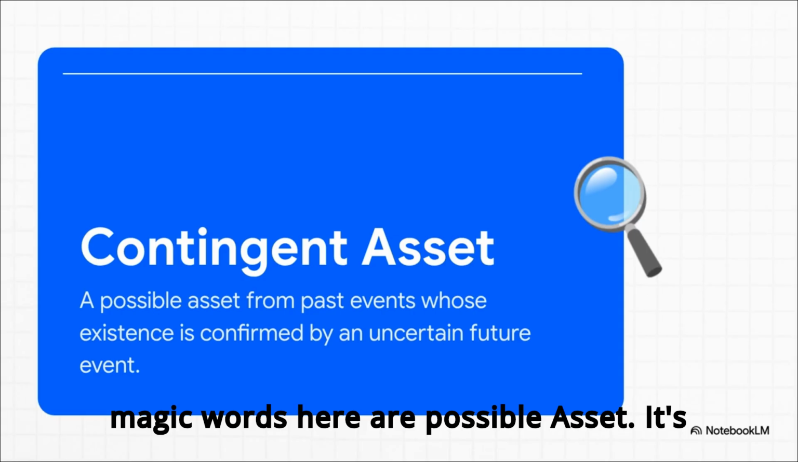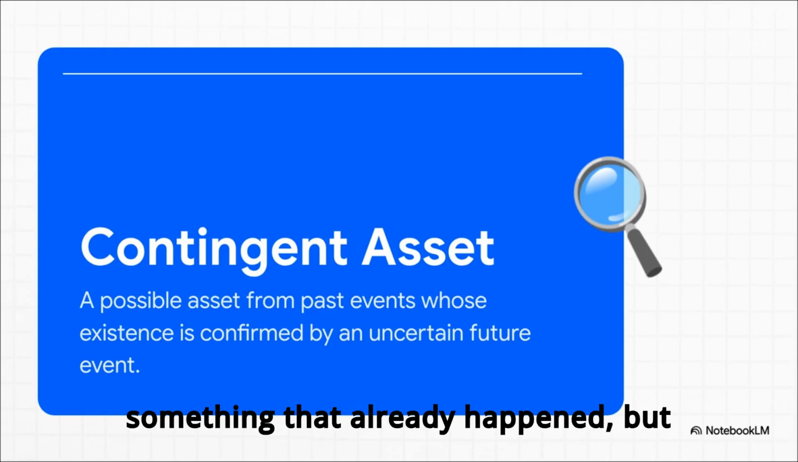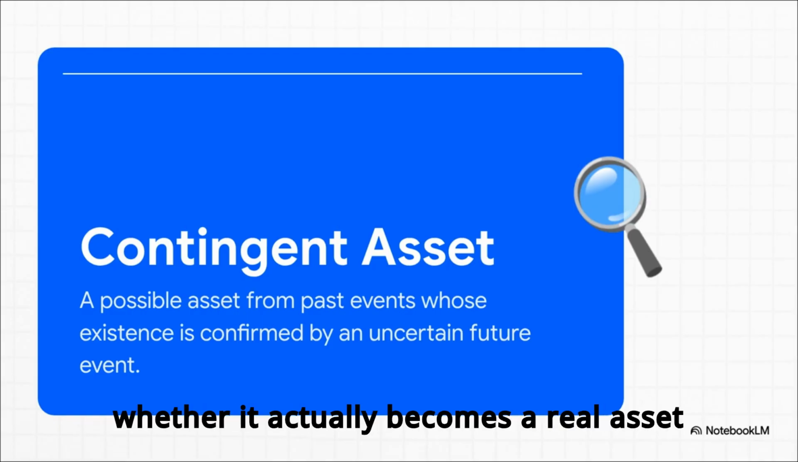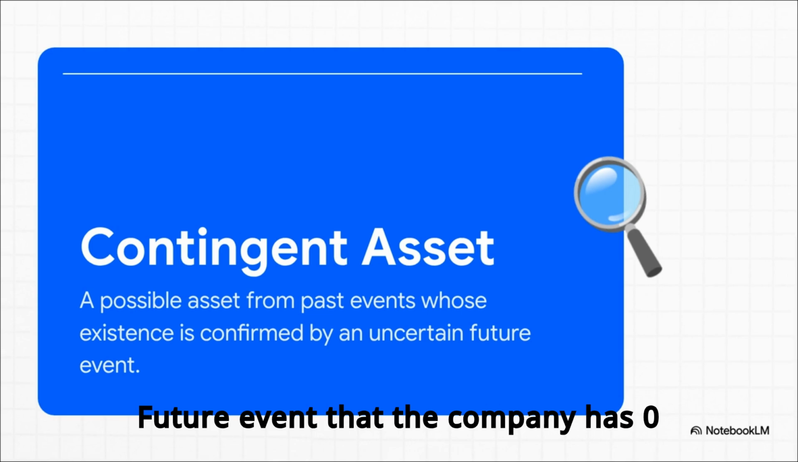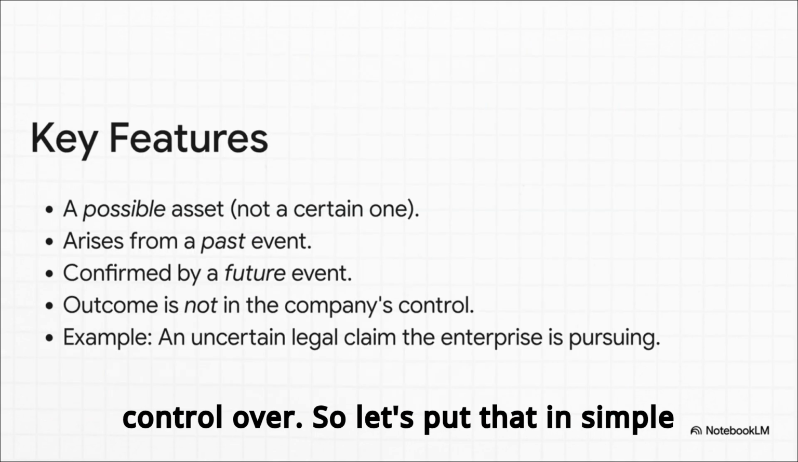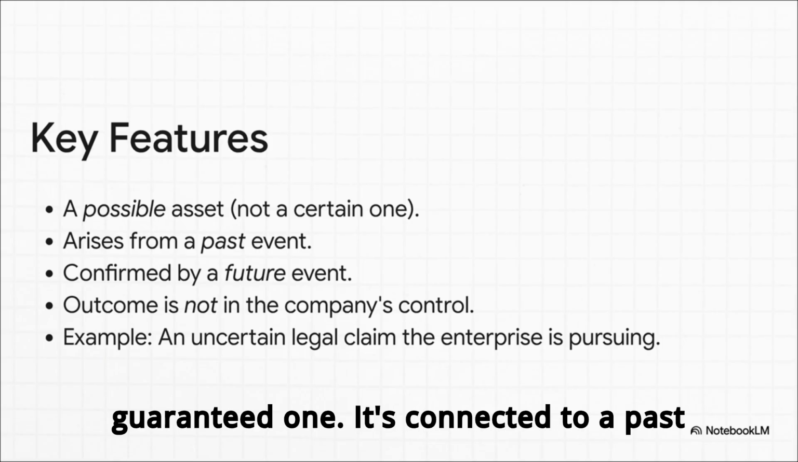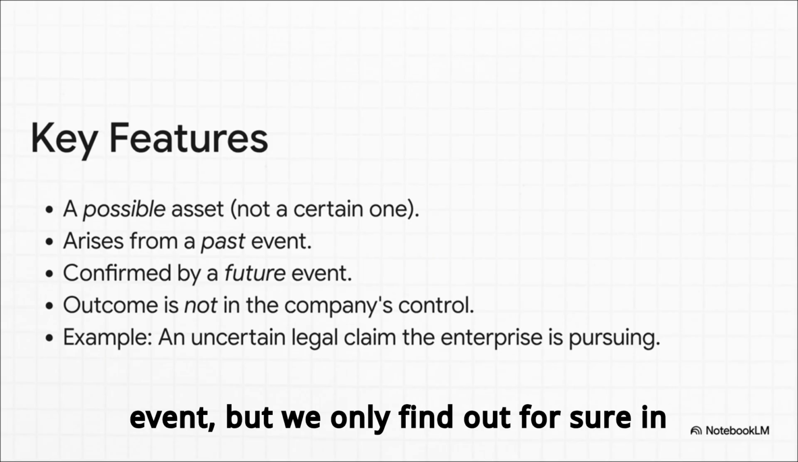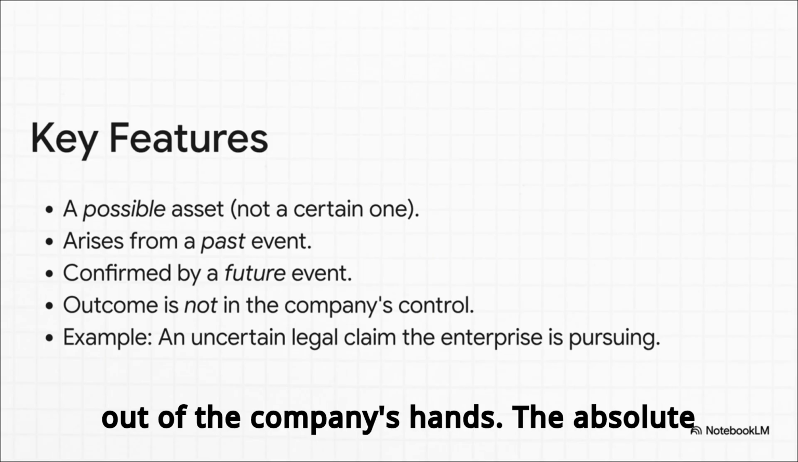The magic words here are possible asset. It's not a sure thing. It stems from something that already happened, but whether it actually becomes a real asset depends entirely on some uncertain future event that the company has zero control over. So, let's put that in simple terms. It's a possible asset, not a guaranteed one. It's connected to a past event, but we only find out for sure in the future. And crucially, the outcome is out of the company's hands.